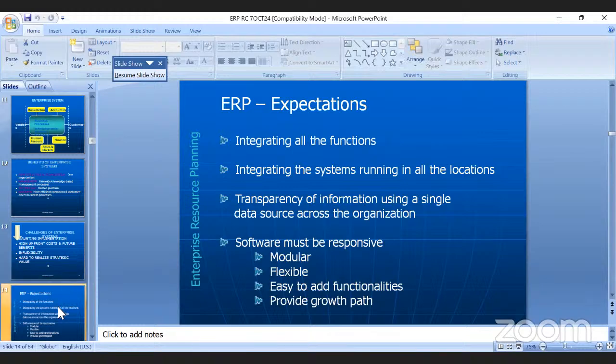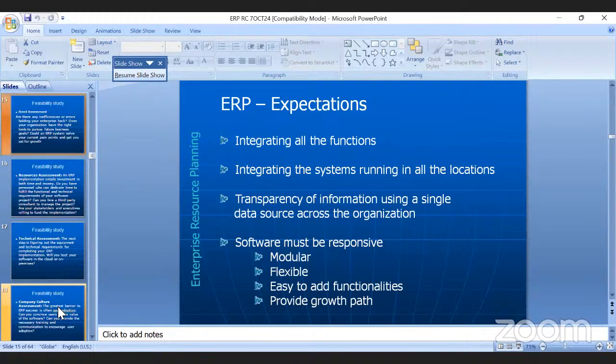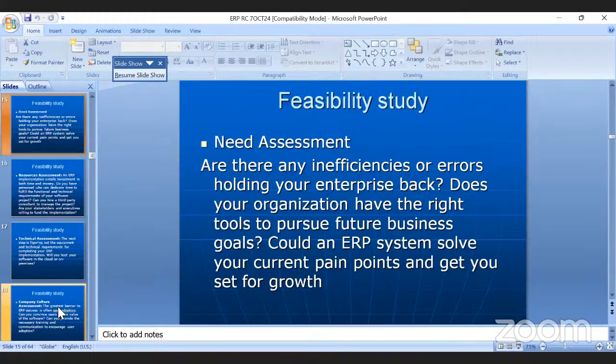All these cost and software requirements have to be addressed. So when we are planning to implement ERP, these are the expectations we have in our mind. And for this, we conduct a feasibility study. What is a feasibility study? Just to make you awake, we should not be in one-sided talk. What is a feasibility study?